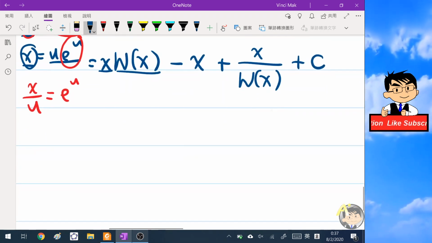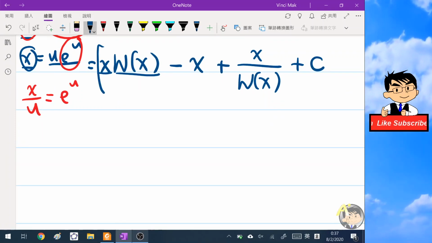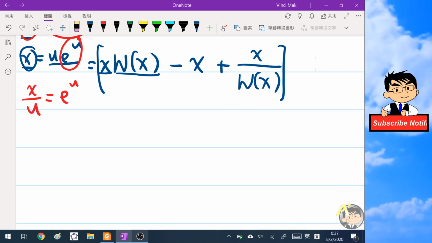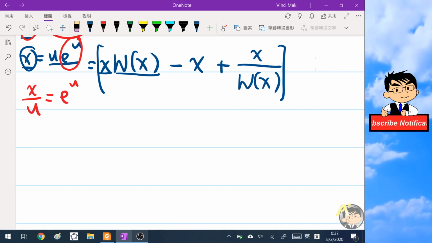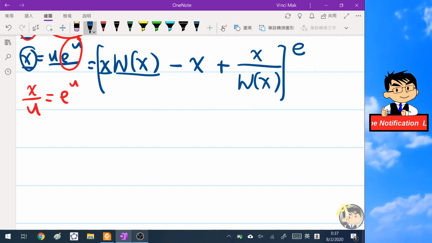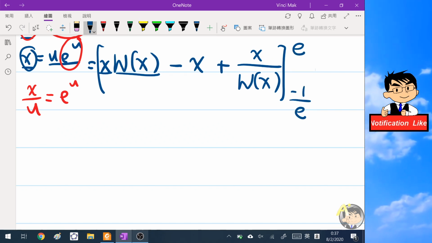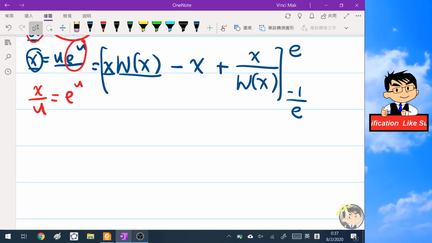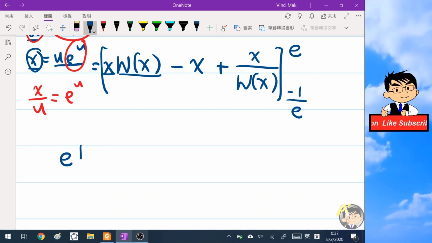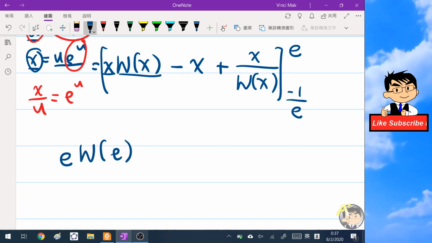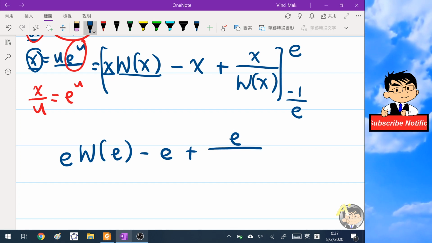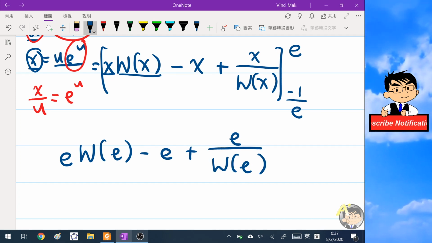So now we can do the substitution. So now I apply the bracket here, and I remove the plus c, and I will write the upper limit and lower limit, e and negative 1 over e. So we do the first part first. So we calculate e times W(e) minus e plus e over W(e).